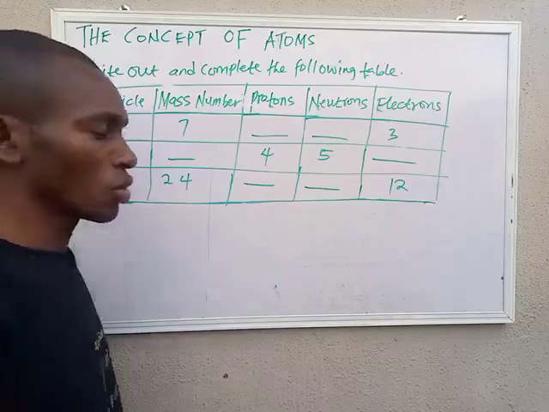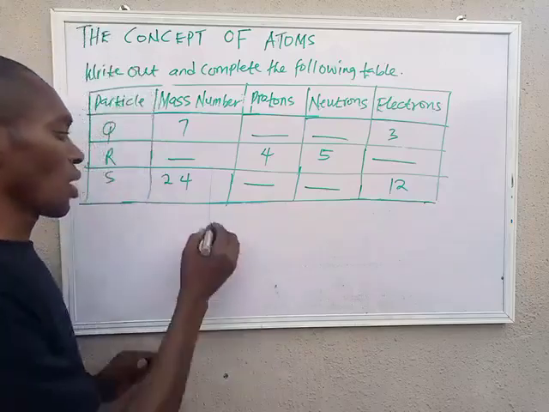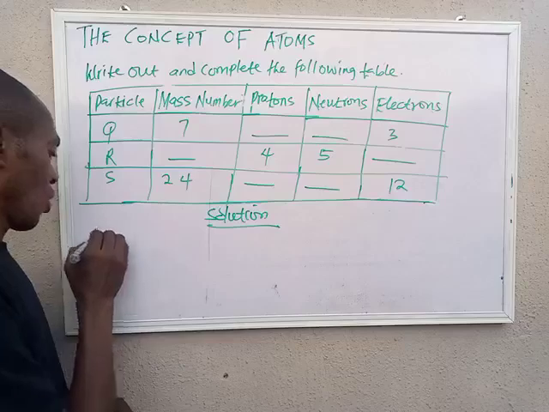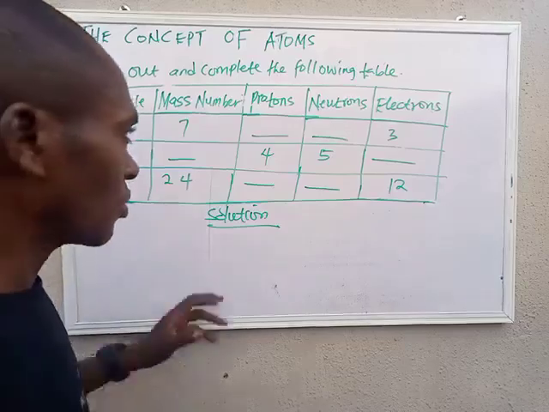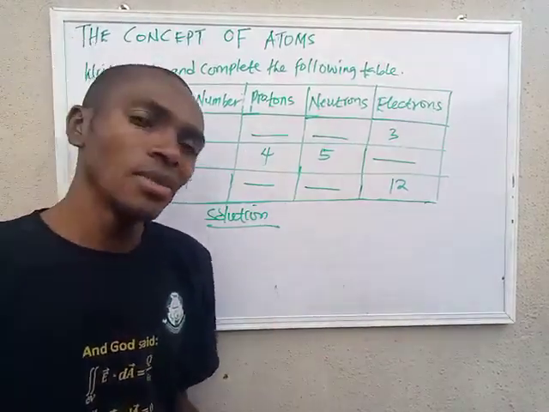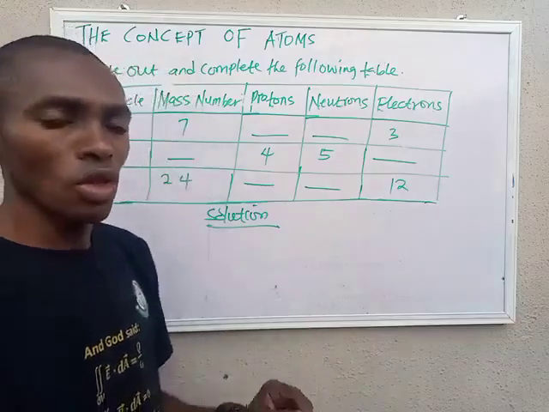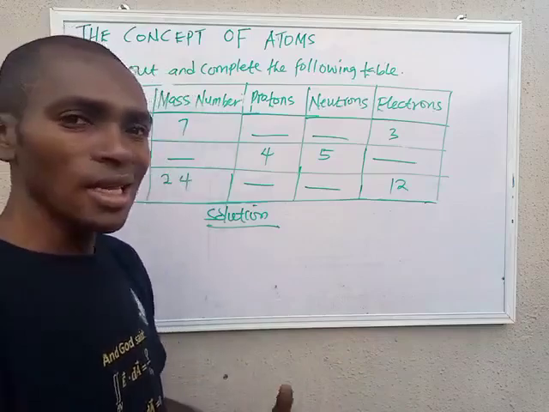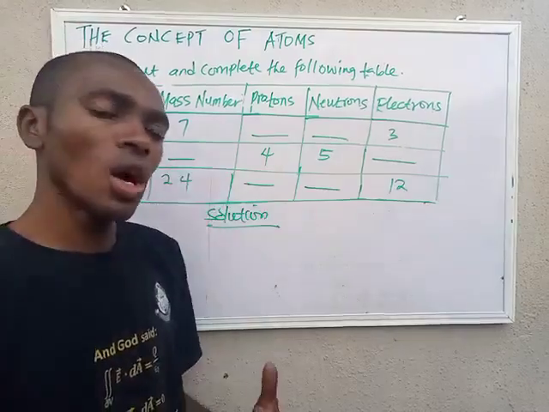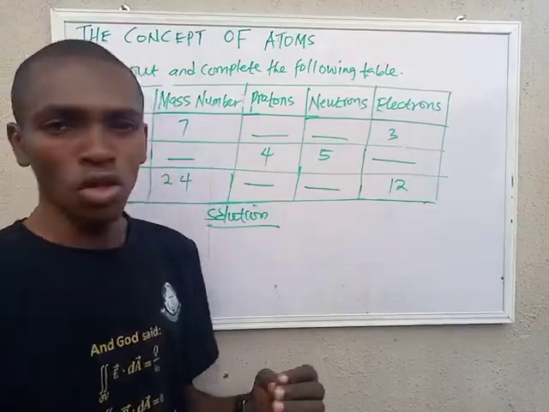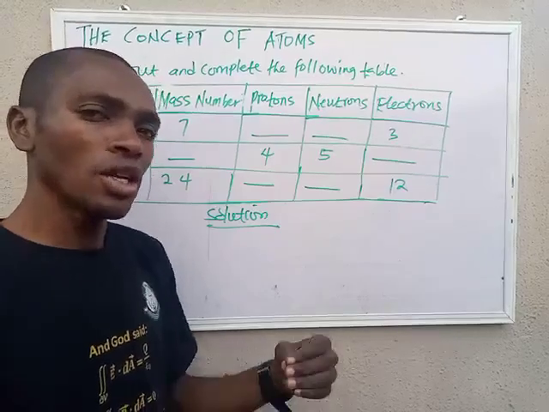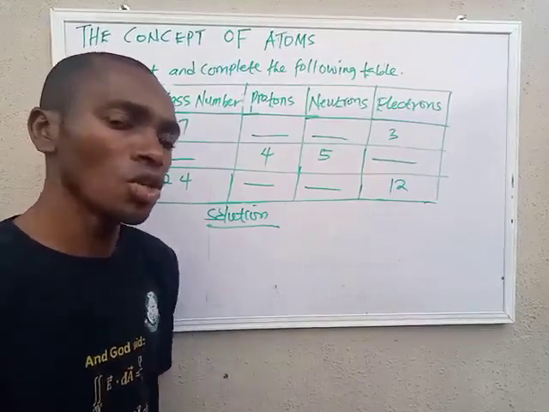Now we go straight to solving the question. But before we solve this question, I want to give us some hints. Number one hint we must note is that in an atom, the number of electrons is equal to the number of protons. And then the mass number of an atom is calculated as the addition of the number of protons and the number of neutrons. That is how to get your mass number.